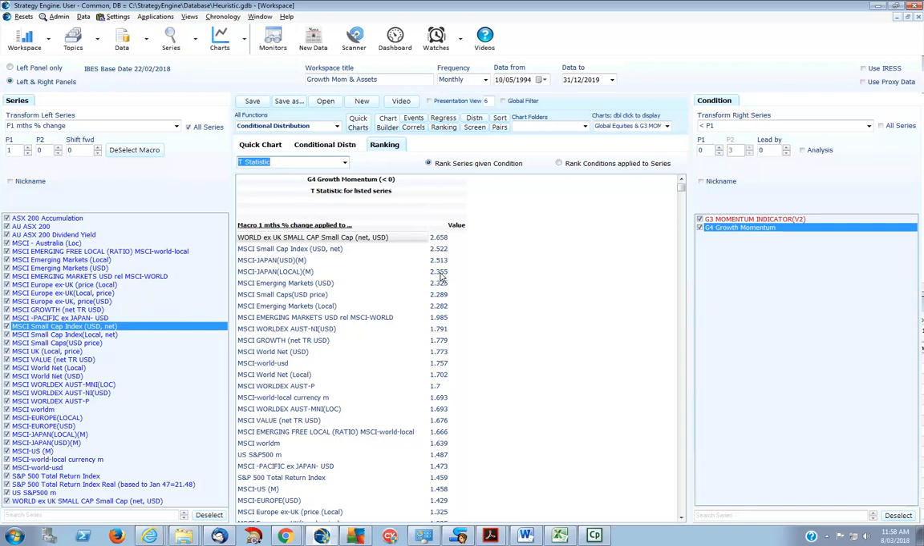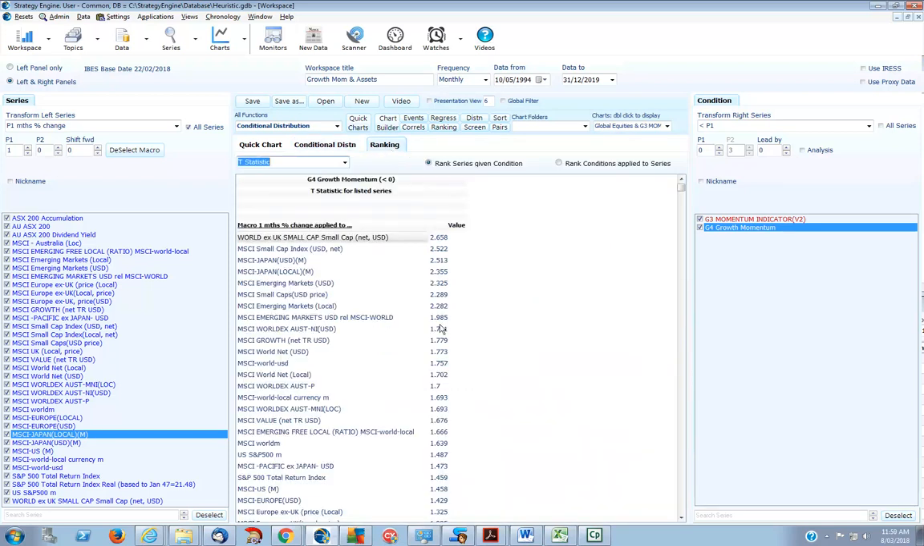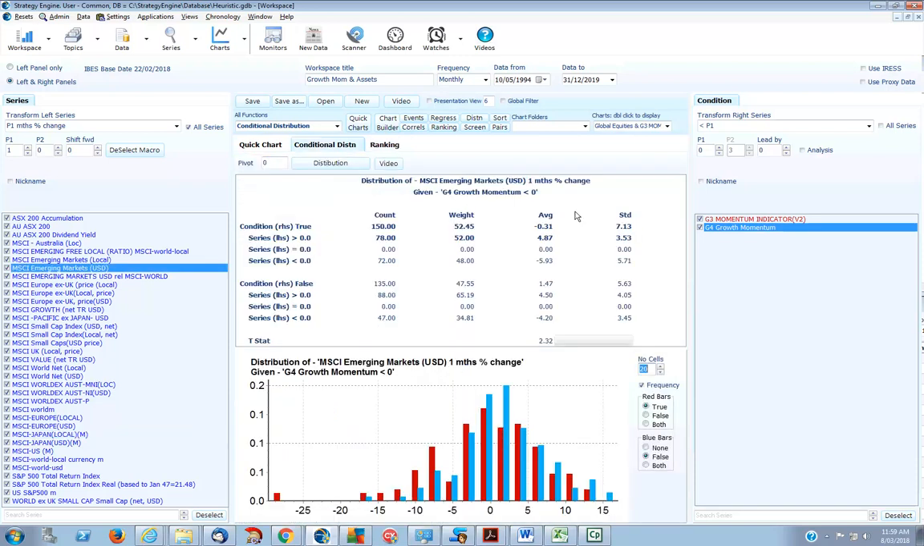Going to Japanese equities, as one might expect, they tend to be negatively impacted by a downturn in growth momentum with returns of minus 0.5 versus 0.9. That's the distribution of those monthly returns below. And emerging markets also rank fairly highly in terms of a negative outcome, as you can see there, negative 0.3 over a 1 month period, as opposed to almost 1.5 when growth momentum is positive.